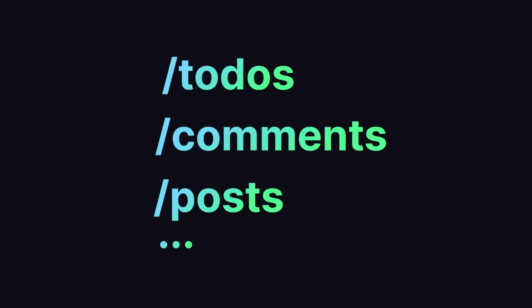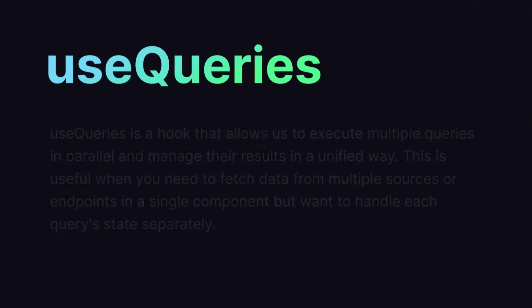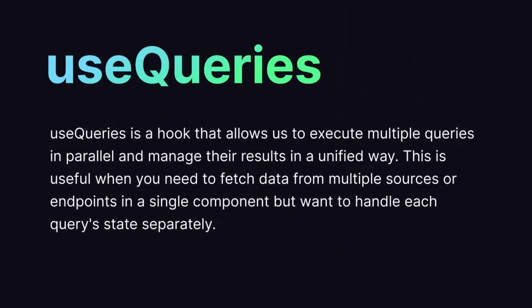And TanStack Query already has a hook for that, which is called useQueries. So useQueries is a hook that allows us to execute multiple queries in parallel and manage their results in a unified way. This is useful when you need to fetch data from multiple sources or endpoints in a single component, but want to handle each query separately. For example, loading and error states, while keeping the queries independent.